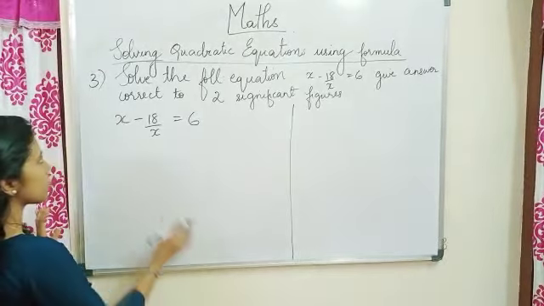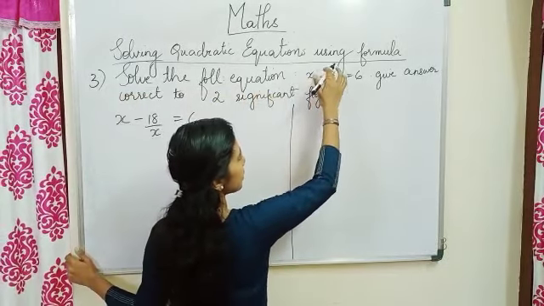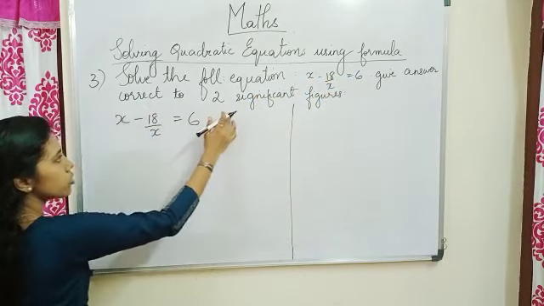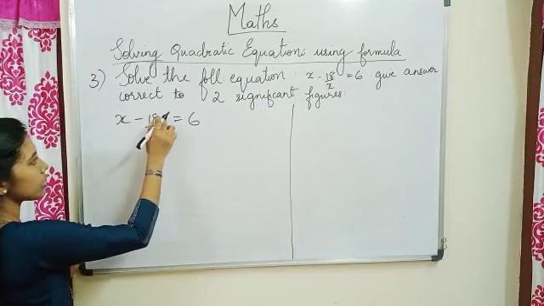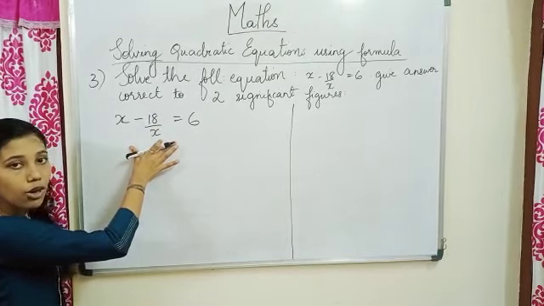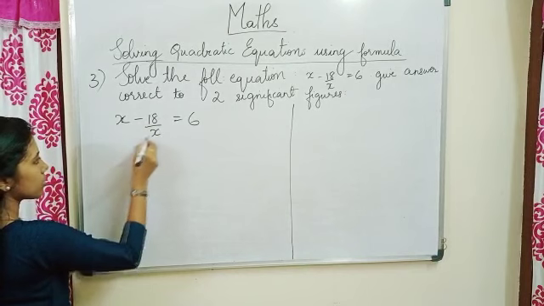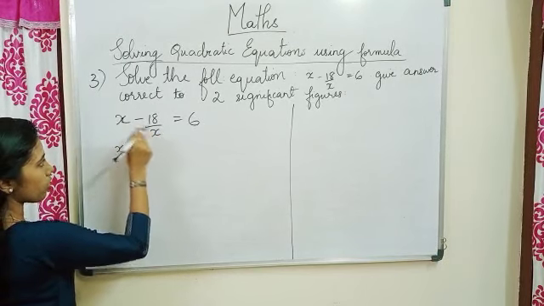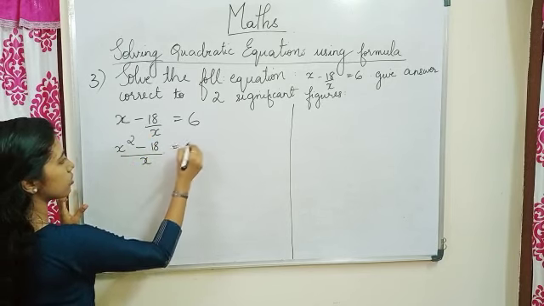So let's see another question: solve the following equation, x minus 18 by x is equal to 6. Give the answer correct to two significant figures. Here the given equation is x minus 18 by x is equal to 6. We have to make it in the form of a quadratic equation. For that we have to take LCM. Here LCM is x. So x square minus, cross multiply, 18 by x is equal to 6.